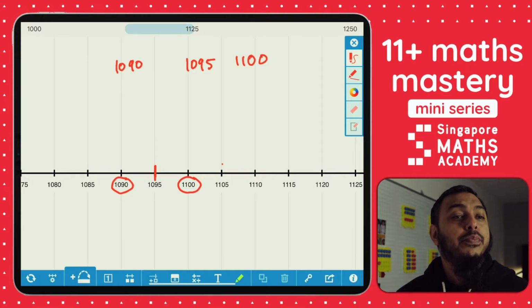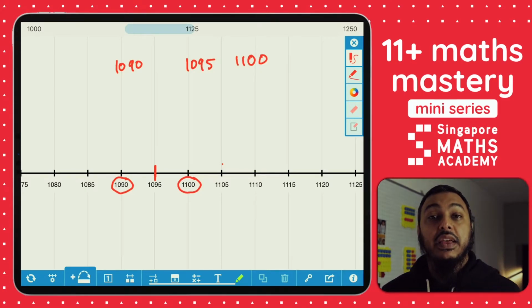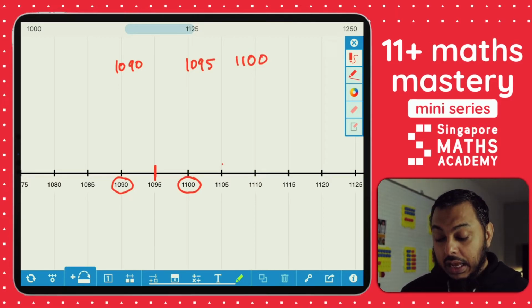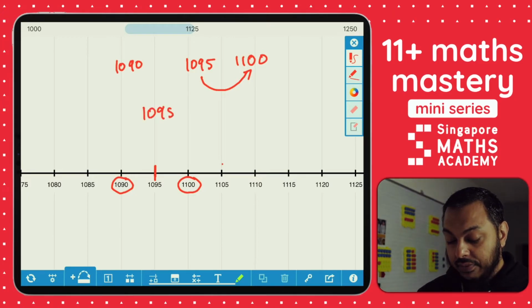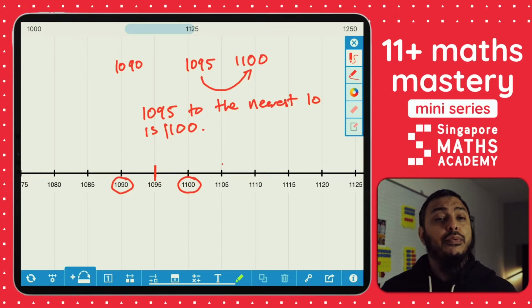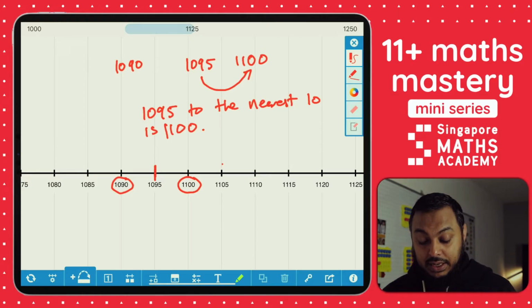So what do we do? One of the rules for rounding is if you're right in the middle of two numbers and we're rounding to the nearest 10, then we round up. So 1095 to the nearest 10 is 1100, right? So 1100 is rounding up. Whenever we are right in the middle, or for numbers like this, we're rounding to 10, we round up.